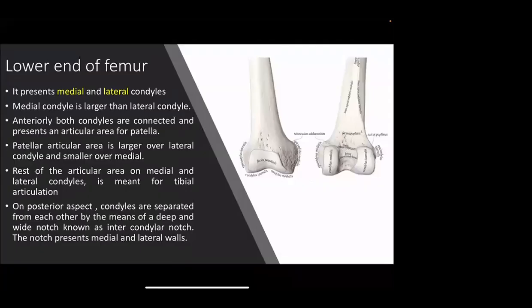The lower end of the femur presents medial and lateral condyles. The medial condyle is larger than the lateral condyle. Anteriorly, both condyles are connected and present an articular area for the patella. The patellar articular area is larger over the lateral condyle and smaller over the medial side. The rest of the articular area on the medial and lateral condyles is meant for tibial articulation. On the posterior aspect, the condyles are separated from each other by a deep and wide notch known as the intercondylar notch. The notch presents medial and lateral walls.